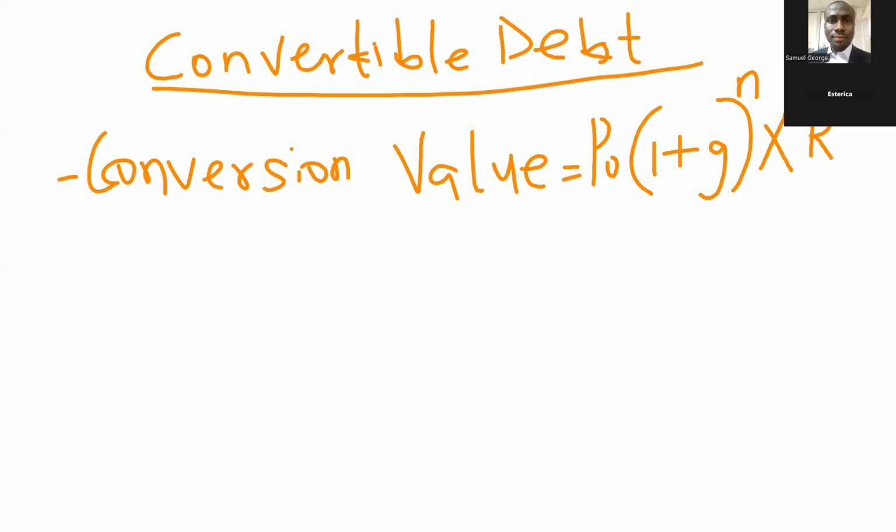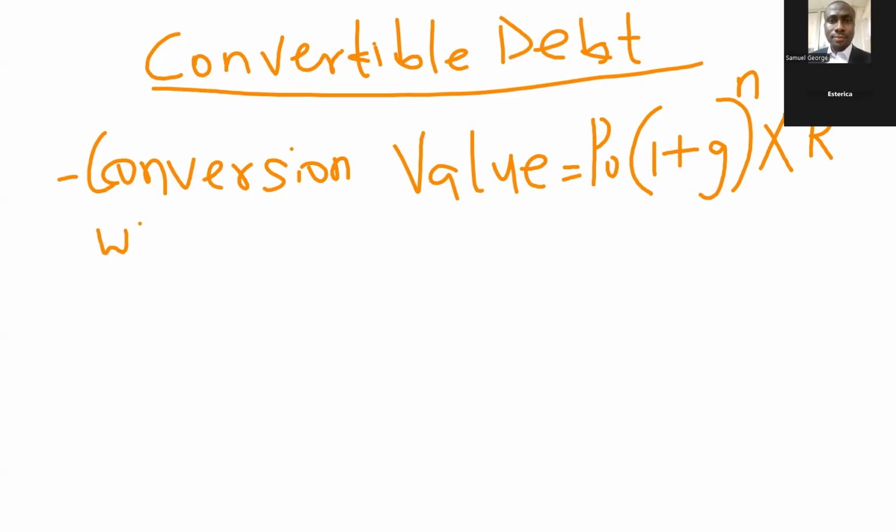Sometimes the examiner gives the conversion value, the figure; sometimes they don't give it. In the case where they don't, we have to calculate it using this formula. So what do we have here? What is P0?